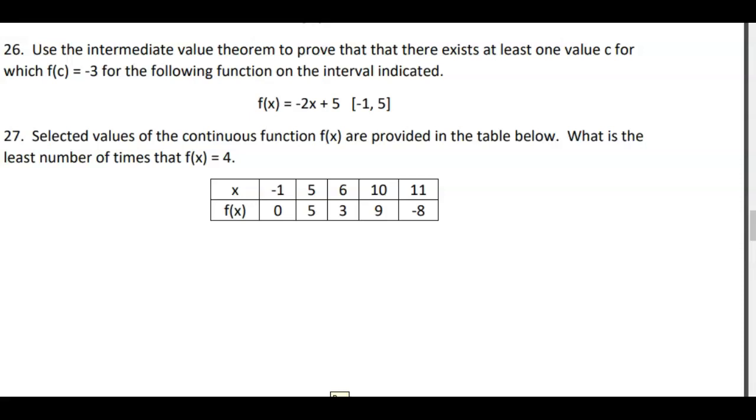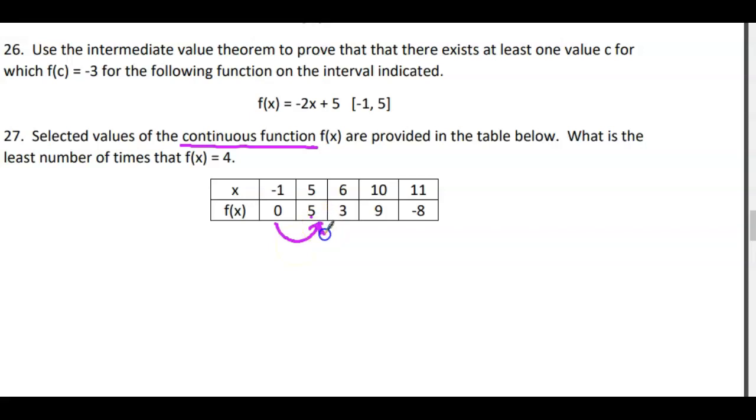Selected values of the continuous function f of x, notice it says continuous, that's one of the requirements for IVT, are provided in the table below. What is the least number of times that f of x equals 4? Well, f of x is jumping from 0 to 5, and it's a continuous line. So if it's going from 0 to 5, at some place along the way, it must have crossed 4.